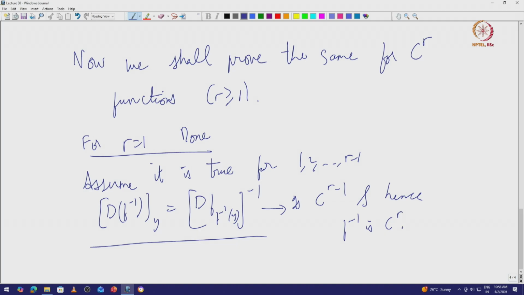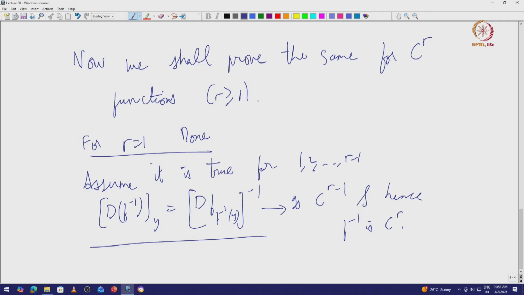Okay. So what does C^r mean? What does f inverse being C^r mean? That means the rth partial derivatives of f inverse are continuous, which would imply that all the partial derivatives up to order r exist and are continuous.